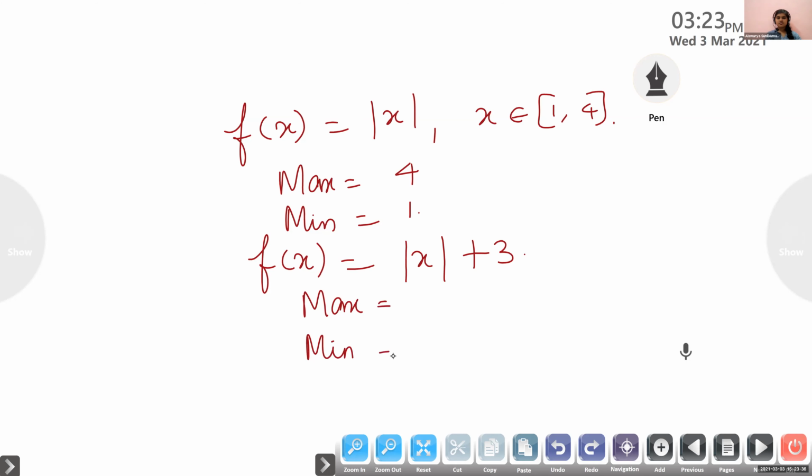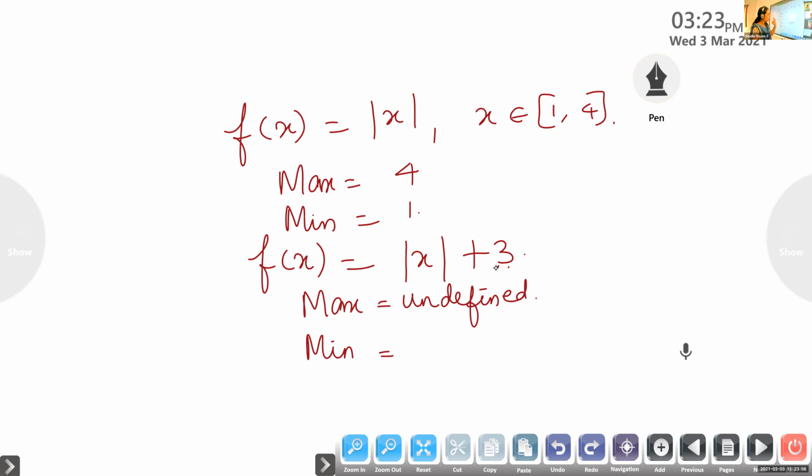Maximum, there's no limit, and minimum is 3. Yes, very good. Maximum value is not defined. Why? For modulus of x, we know that there is no maximum value. With the maximum, it is not defined. With that, if you add 3, again it will become not defined.